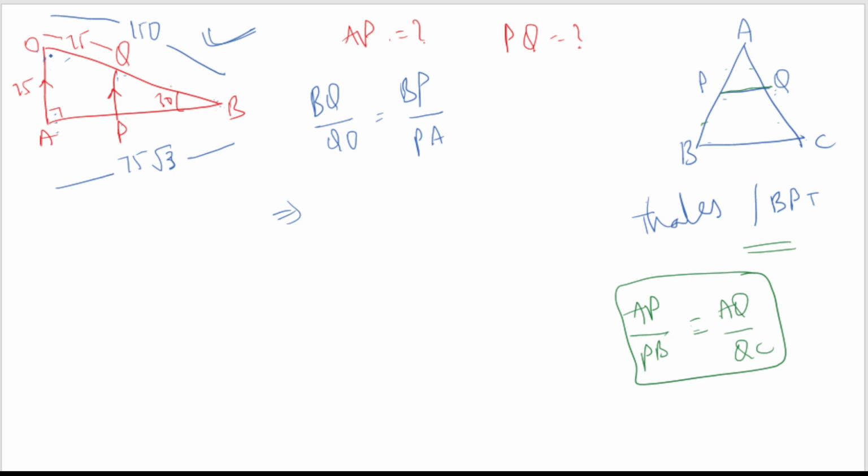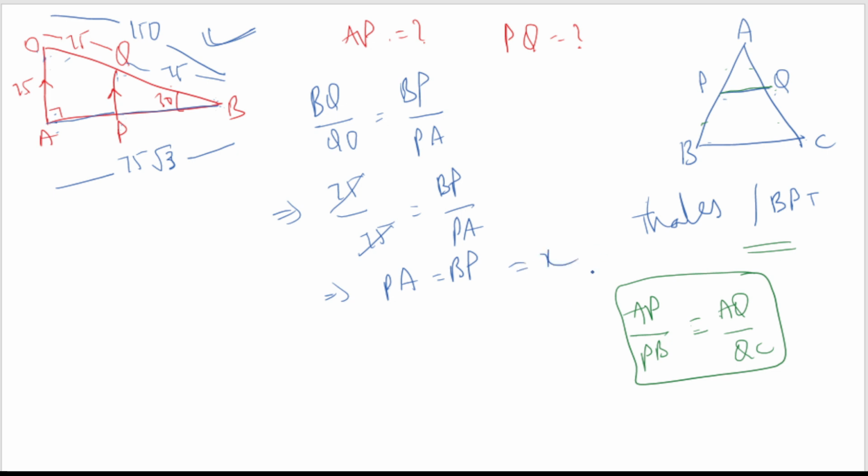BO is 150 and QO is 75. BQ will be 150 minus 75, which will also be 75. Okay. BQ is 75 divided by QO is 75, equal to BP divided by PA. Here 75 and 75 will be cancelled. We get PA is equal to BP.